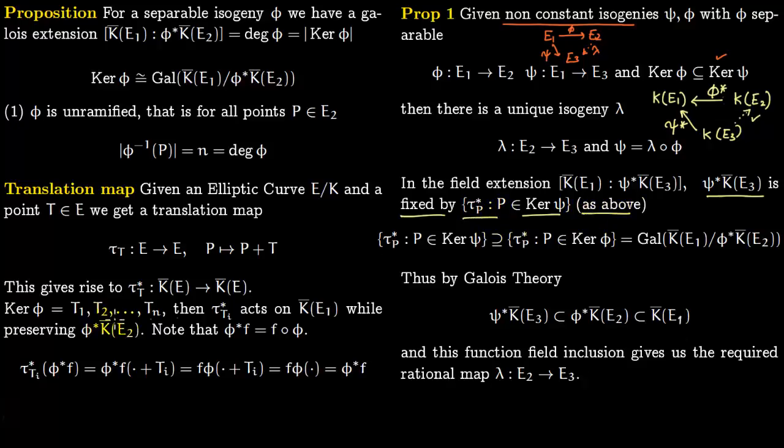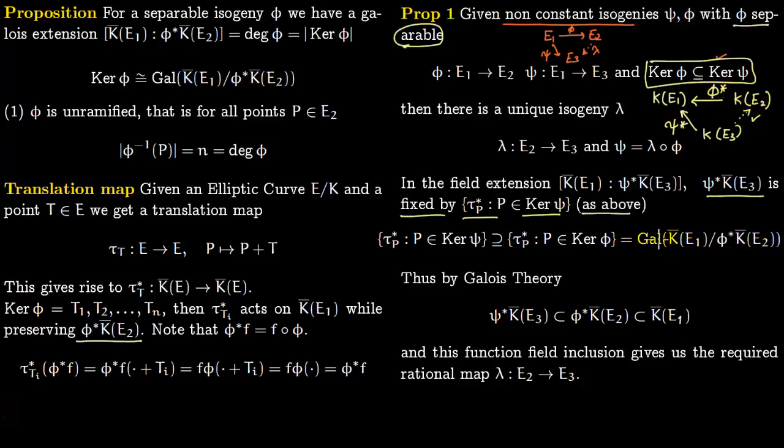As above, exactly as we showed here, all these points are preserving phi star ke2. Similarly this is preserving psi star ke3. But now notice this condition here. Say there are a bunch of points in the kernel of psi, and this kernel of psi contains all the points in the kernel of phi. But because we are saying phi is separable, this kernel of phi is precisely equal to the Galois group of our corresponding field extension, ke1 over phi star of ke2. So this is the Galois group.